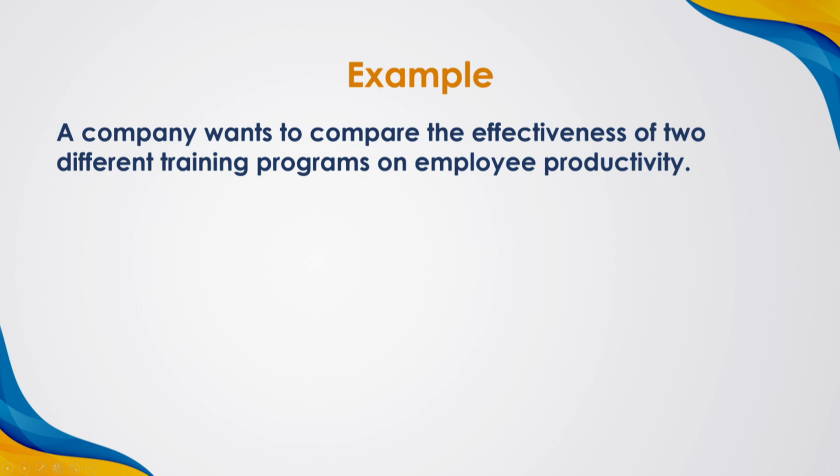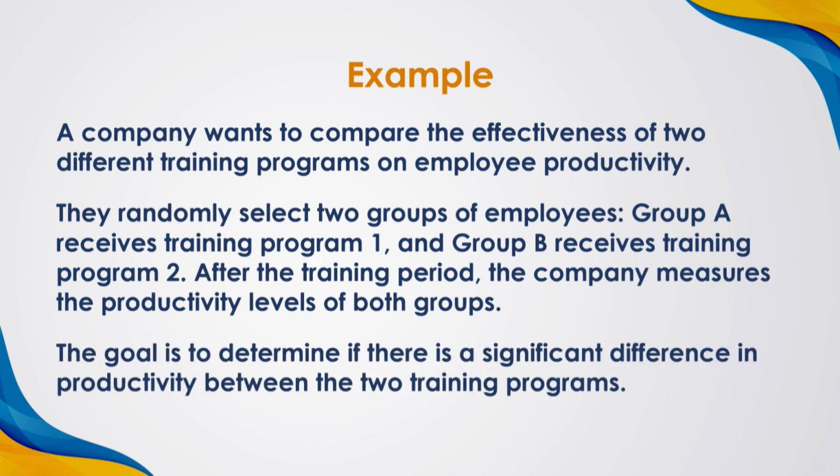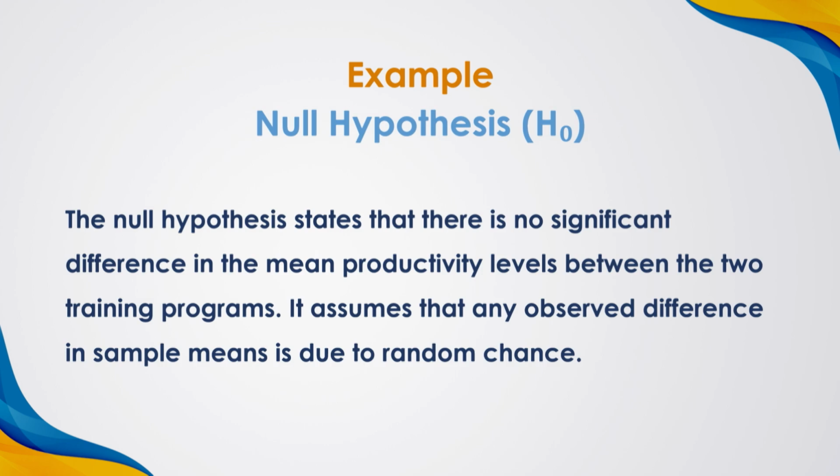Example: a company wants to compare the effectiveness of two different training programs on employees' productivity. They randomly select two groups of employees. Group A receives training program 1 and group B receives training program 2. After the training period, the company measures the productivity levels of both groups. The goal is to determine if there is a significant difference in productivity between the two training programs.